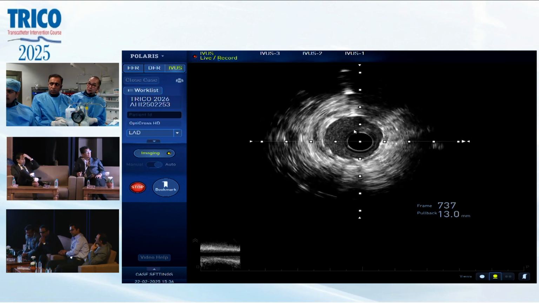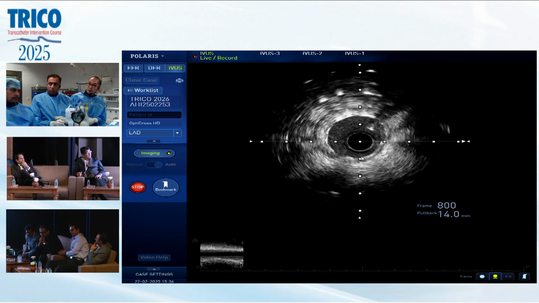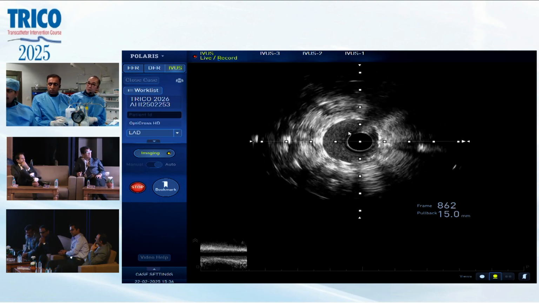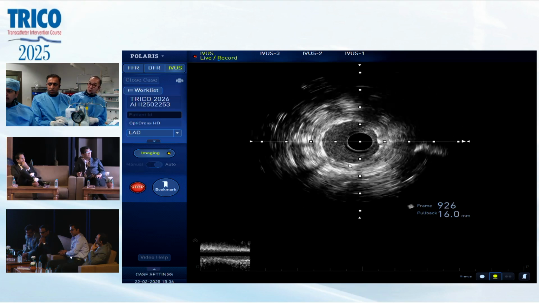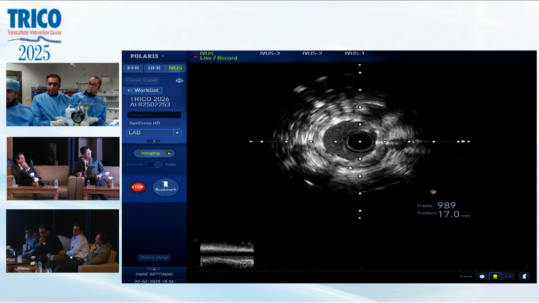Edge. There's no edge. No dissection. Okay, 2 point. It's a 2.75 stent. Looks good. Expansion looks good, right? Yeah, very good. 2.5, right?